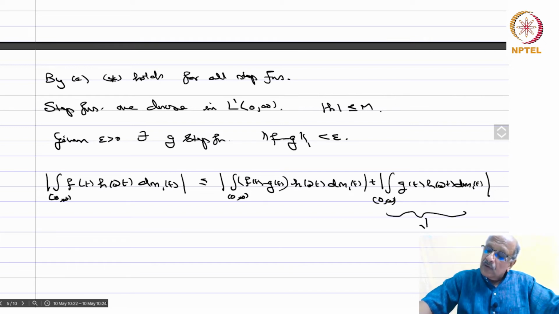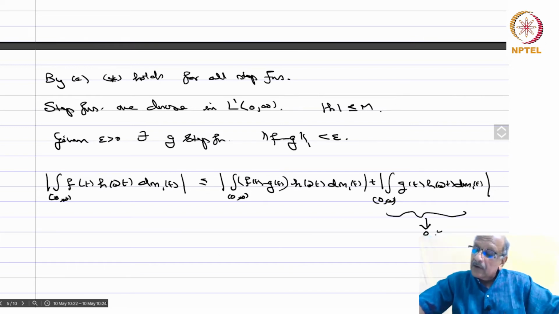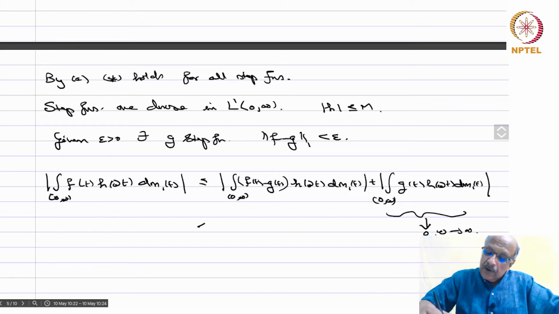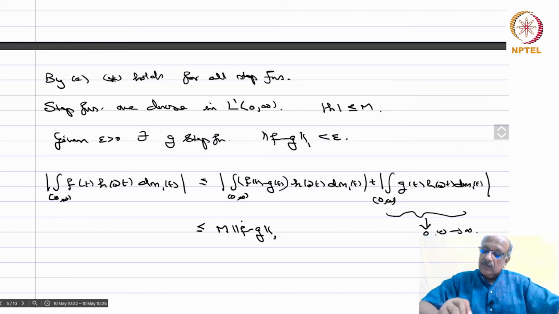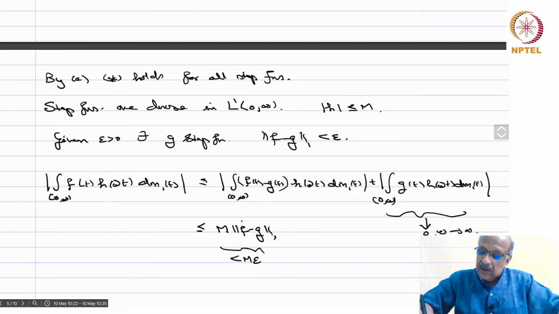Now we know that this goes to 0 as ω tends to infinity. Now this one is less than or equal to M, since mod h is less than or equal to M, times the integral from 0 to infinity of mod f minus g dm1(t), and that is just the norm of f minus g in L1. Okay, and then this is less than M epsilon. So you can find g as close as possible, so that this can be made as close as you want, and once you have g, you can find ω large enough such that this is as small as possible. So this implies star.